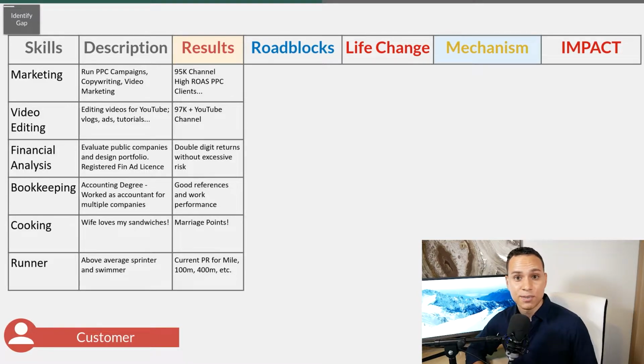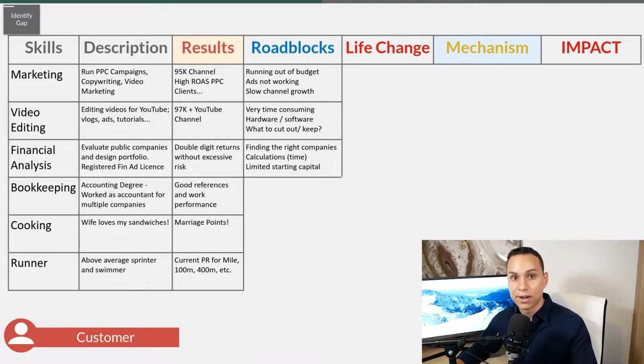And then speaking of something that I haven't done in quite a long time, financial analysis and bookkeeping got pretty good returns for my portfolio and some people I helped. And then bookkeeping did pretty well when I was an accountant. Marriage points for cooking, and I have some pretty good times for running even at my age, although I definitely wouldn't be able to compete, right? Not going to the Olympics anytime soon, ever probably.